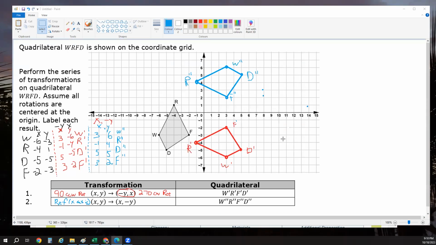It really helps if you understand what's going on here, if you understand these algebraic descriptions.